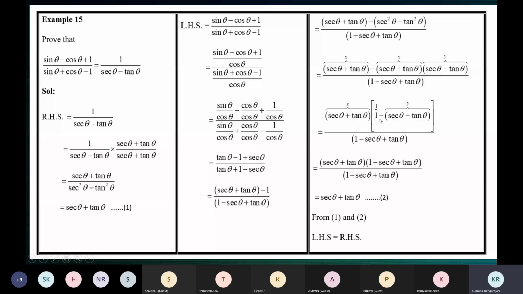So 1 here minus x is out common. So we need to write only y inside the bracket. Y inside the bracket. But since there's a minus here, we write the y term in a bracket carefully. And then the square bracket.